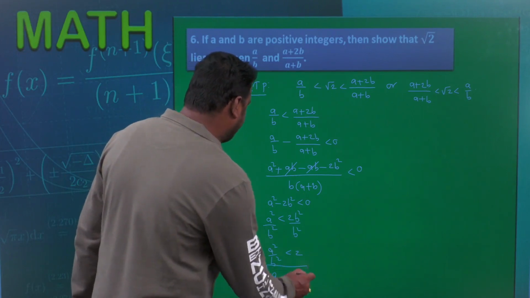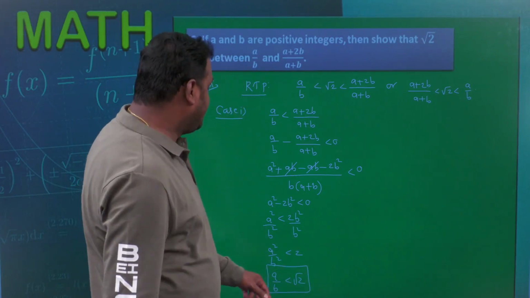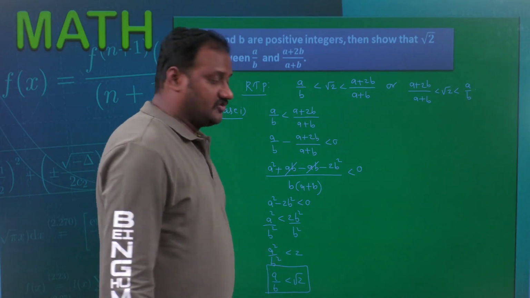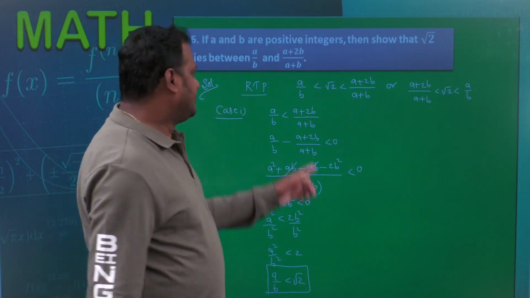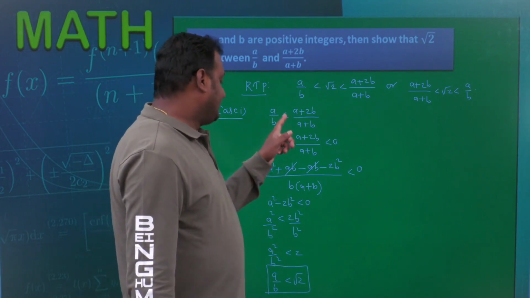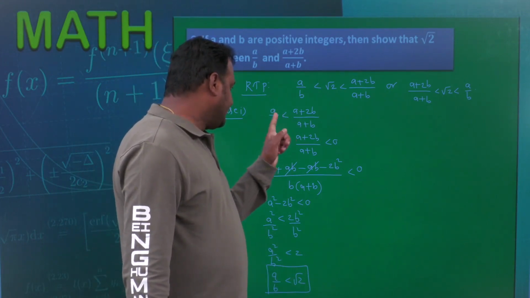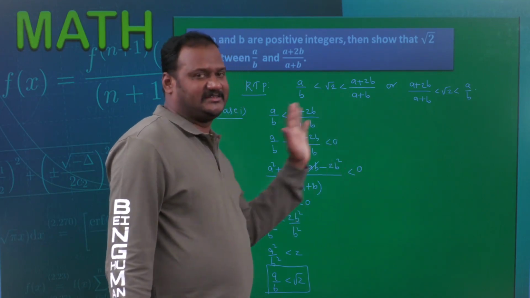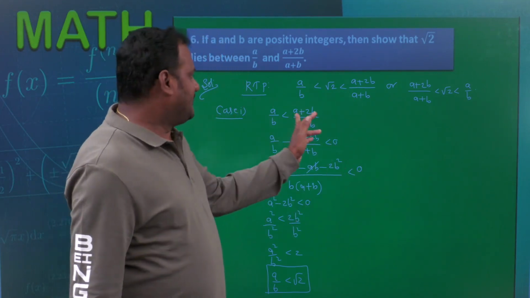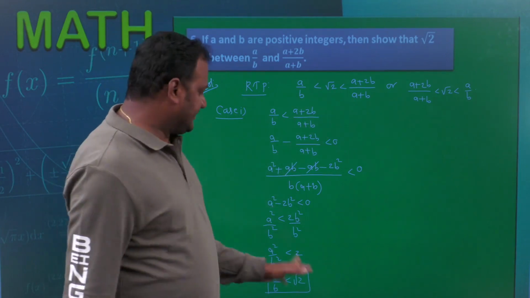A by b less than root 2 means what? A by b value is smaller than root 2. That means root 2 must be more than a by b only, no? So the number root 2 is more than a by b, which means it should be less than a plus 2b by a plus b. That is the first case we proved.